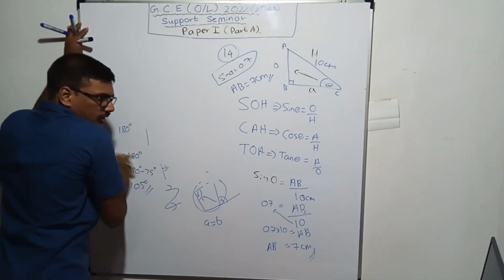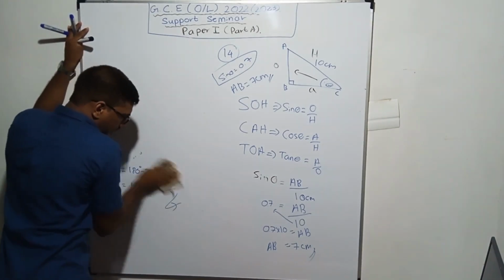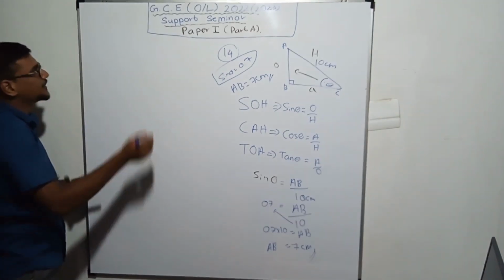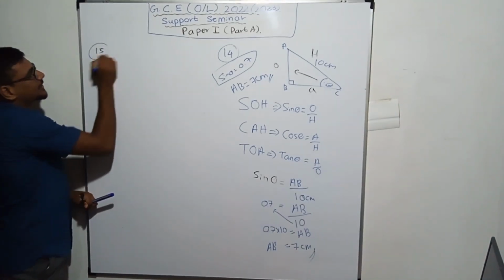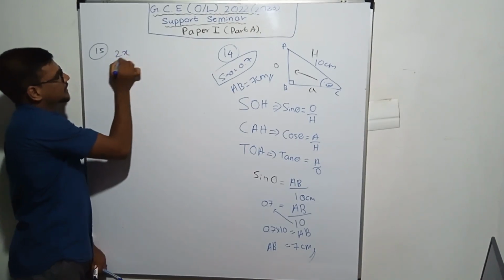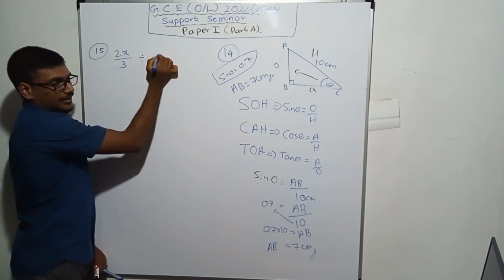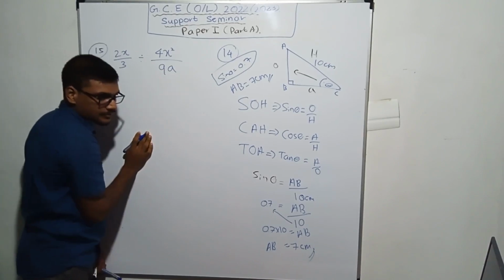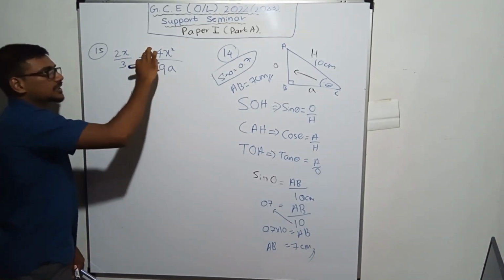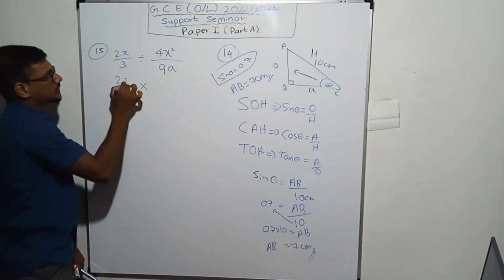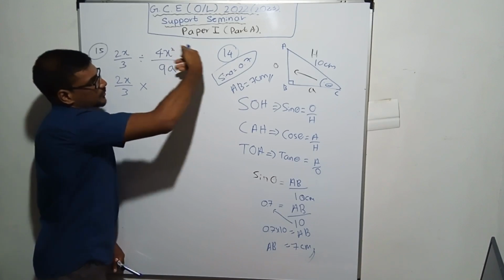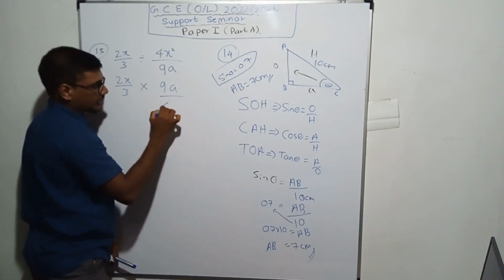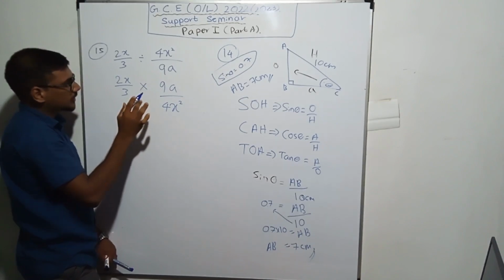We'll move to the next question. There they have given simplify. Can you remember, earlier I told you, if they have given simplify, you only need to simplify. No need to find an answer for x. Okay. So here 2x divided by 3 divided by 4x squared over 9a. Fine. But you know, when there's a division sign, you can make it multiplication. Can you make it just so? No. You have to take the reciprocal of this. Then see, 9a divided by 4x squared. Okay. Now you have to simplify.